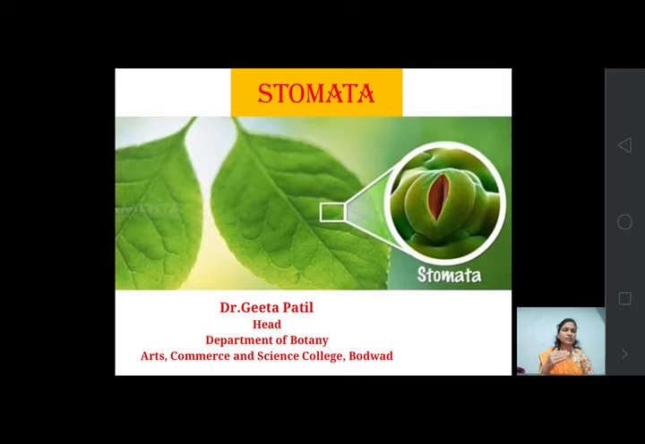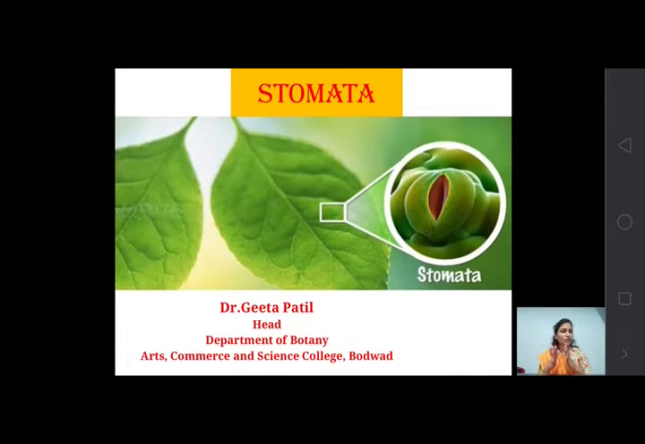You know that stomata is present on the aerial part of the plant body, especially on the leaves. It is a small pore-like structure, as you can see in the picture. It is an epidermal part, present on the surface of the epidermis. Through these stomata, photosynthesis and transpiration take place. So stomata is one of the essential parts of the plant body.